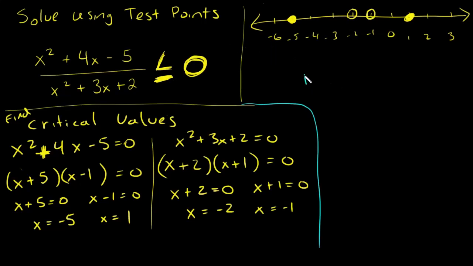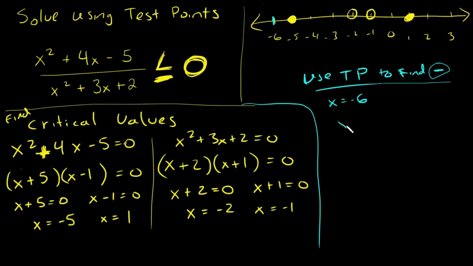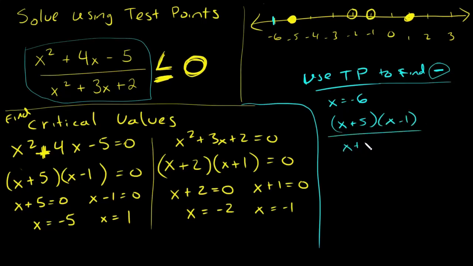I'm interested in the negative numbers, so let's start with -6, down here. So x equals -6. When I factor, this fraction is the same as x plus 5 times x minus 1, divided by x plus 2 times x plus 1.